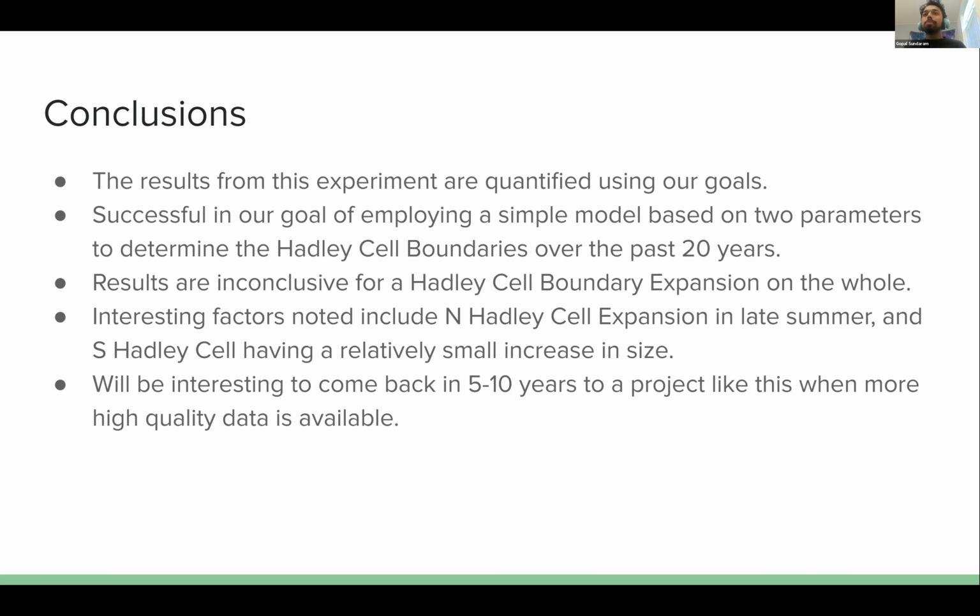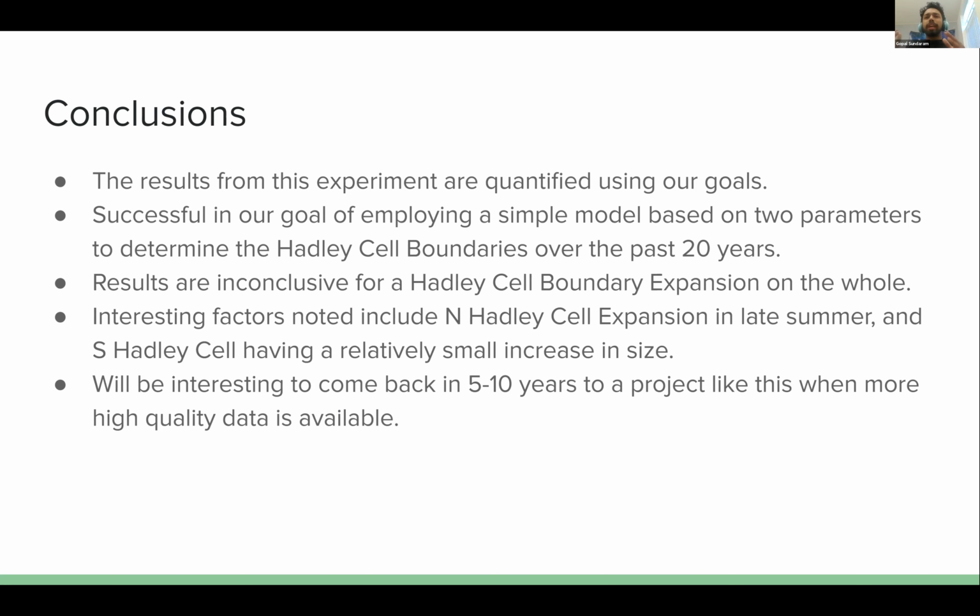On the other hand, the results are a little bit more inconclusive for a Hadley cell boundary expansion on the whole. There are some interesting factors like the North Hadley cell expansion in late summer into Southern Europe, and the South Hadley cell having a relatively small but still notable increase in size. But the thing that I think is really important is that this is only over 20 years. This is because we've only been able to collect really 20 years worth of good data on this front, especially for outgoing longwave radiation.